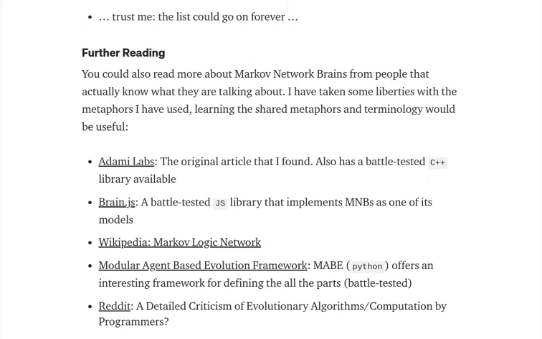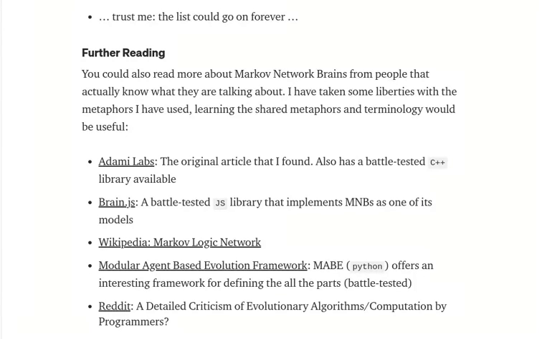You can also read more about Markov Network Brains from people that actually know what they're talking about. I've taken some liberties with metaphors I've used. Learning the shared metaphors and terminology is probably useful. Go study at Adami Labs. The original article that I found. They also have a battle-tested C++ library available.